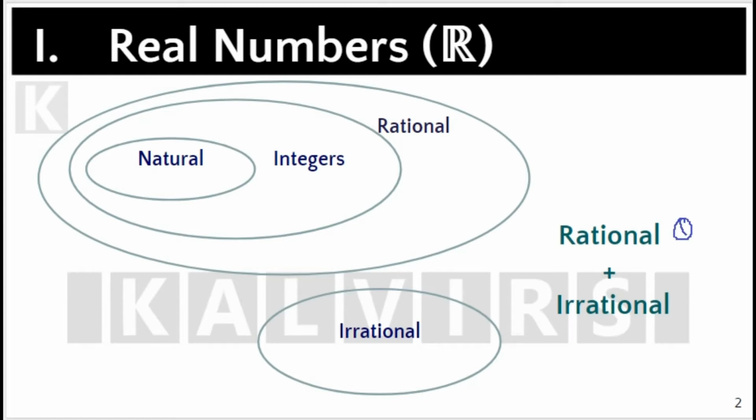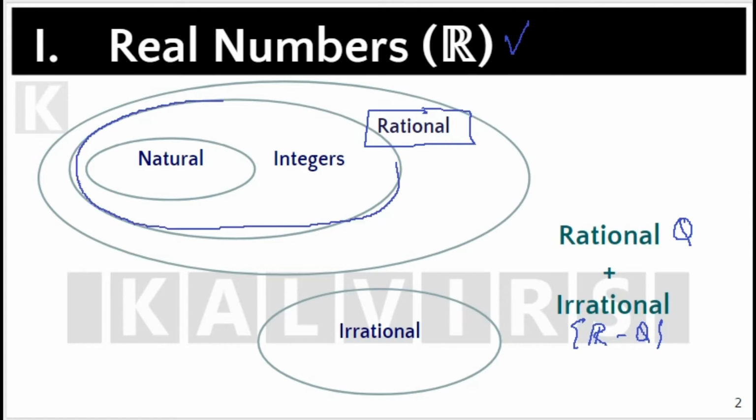Both rational and irrational numbers are included in the real number set. Rational numbers include both integers and fractions. For instance, a half is a fraction, a third, etc.